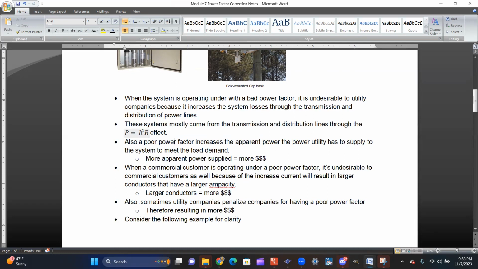But the thing that will be changing is the current, because depending on the load that's connected to the system, the current will be either going up or going down. So whenever you have a poor power factor, more current will be flowing through your conductors, therefore increasing the amount of power that is lost through your conductors.